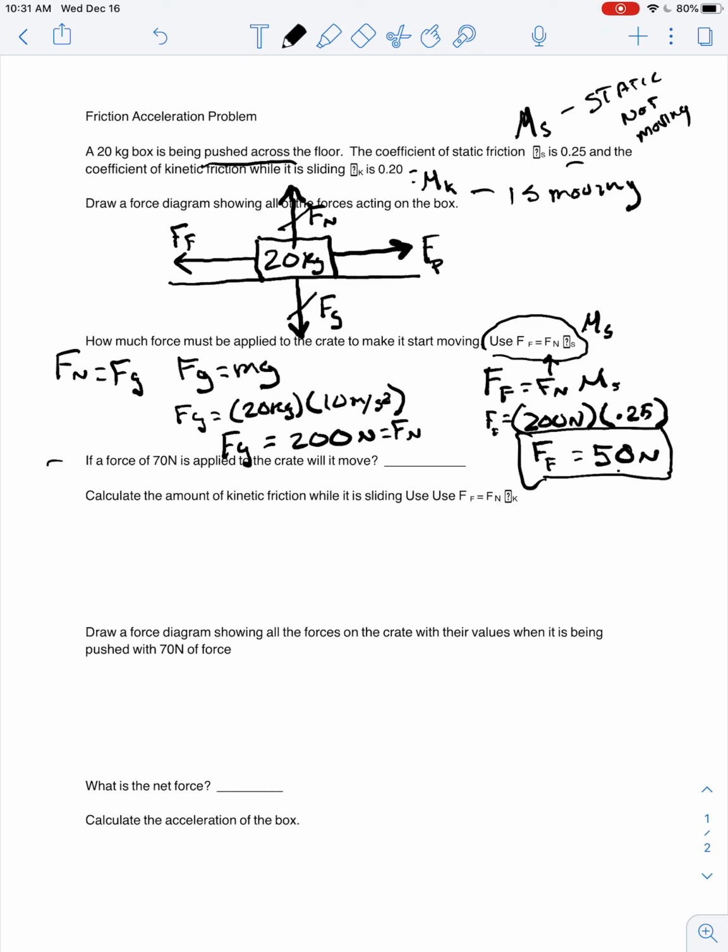It says if a force of 70 newtons is applied to the crate, will it move? Well, the friction is 50. The maximum friction is 50, and I'm going to push with 70. So the answer is yes.